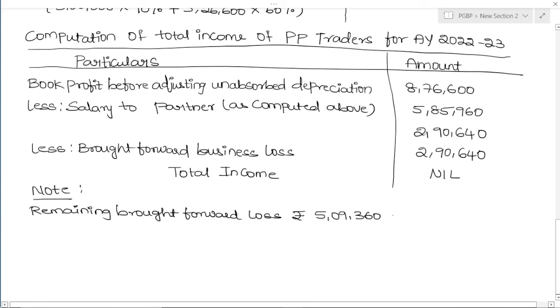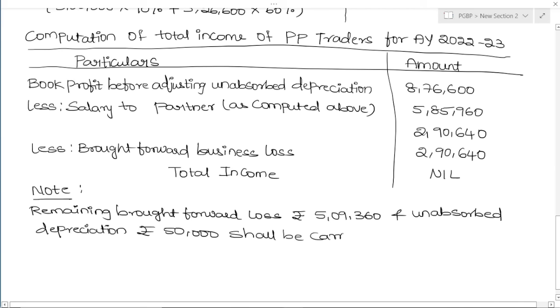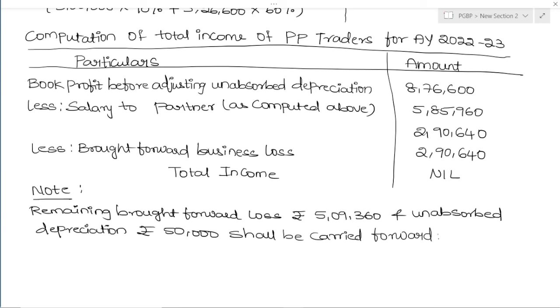And unabsorbed depreciation, we did not get the chance to deduct. So that's why, unabsorbed depreciation of rupees 50,000 shall be carried forward. So that's it. This much we have to do with this problem. Okay.